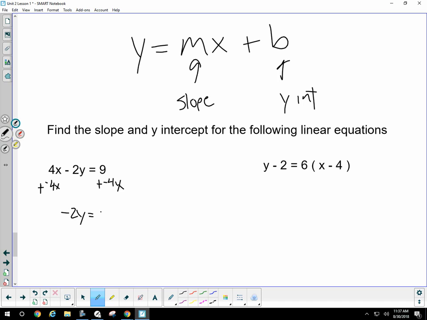I have negative 2y equals negative 4x plus 9. Then I would divide both sides by negative 2. Now, it's important when you're dividing by negative 2. It's the same as if you multiplied by negative 1/2. Now, when I multiply by negative 1/2, it's obvious to see that I would distribute. That way, you know that this becomes that and that.